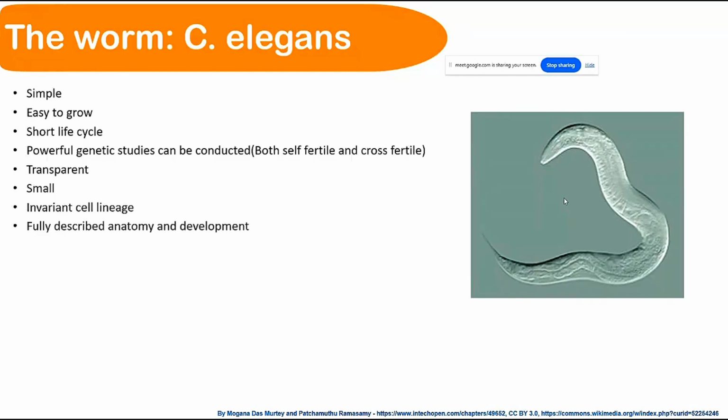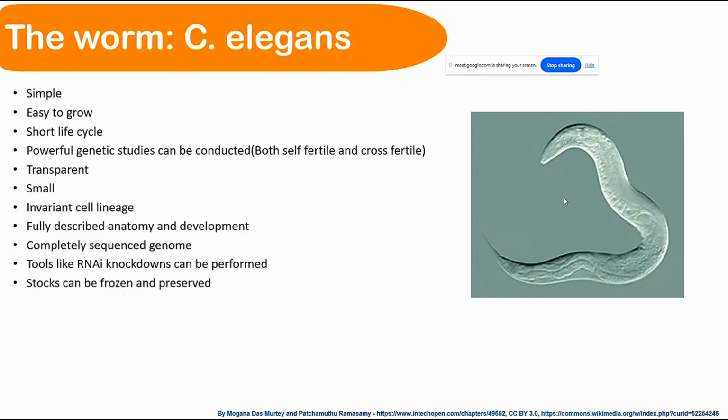And it has an invariant cell lineage, with fully described anatomy and development. So a lot of information is already available. Like I said, it is one of the organisms for which genome sequencing was carried out in the late 90s and early 2000s. So the complete genome is also sequenced. And one of the important works carried out through C. elegans, for which a Nobel Prize was also won, is the RNAi discovery, right? So RNAi knockdowns can also be performed.